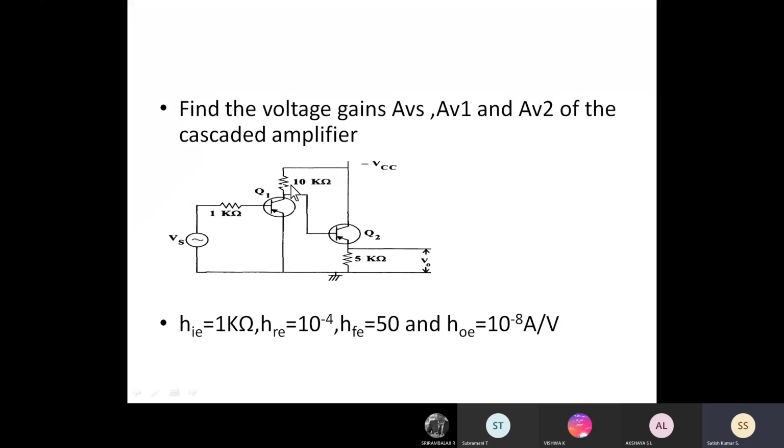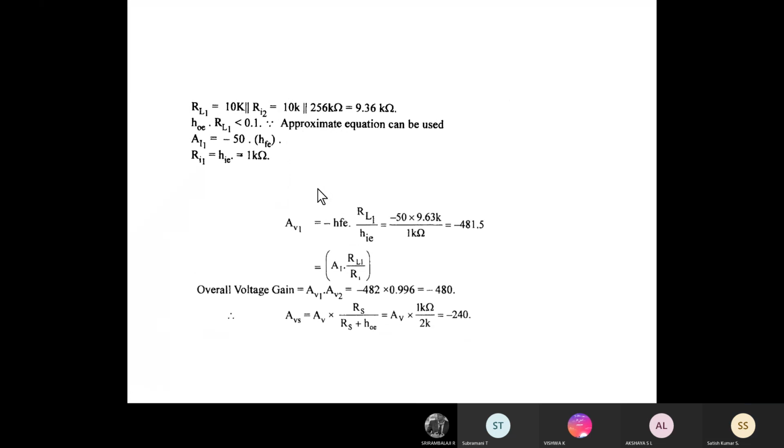The resistance of the first transistor and Ri2, the internal resistance of the second transistor, are both connected in parallel. We are going to calculate RL1. So RL1 is nothing but 10 kilo ohm in parallel with Ri2. Ri2 we have calculated as 256. 10 kilo ohm, as we observed from the diagram. So 10 kilo ohm in parallel with 256.